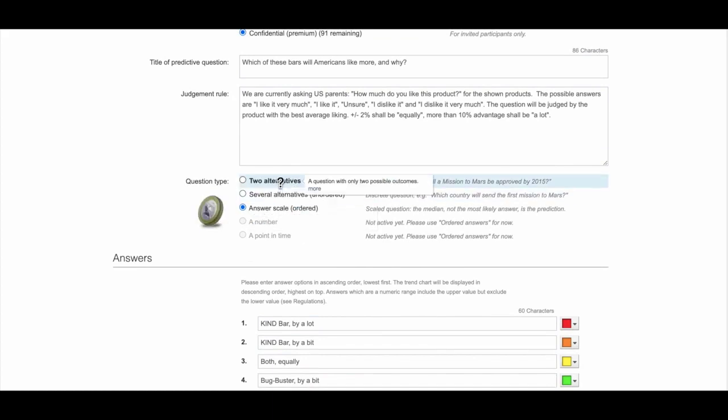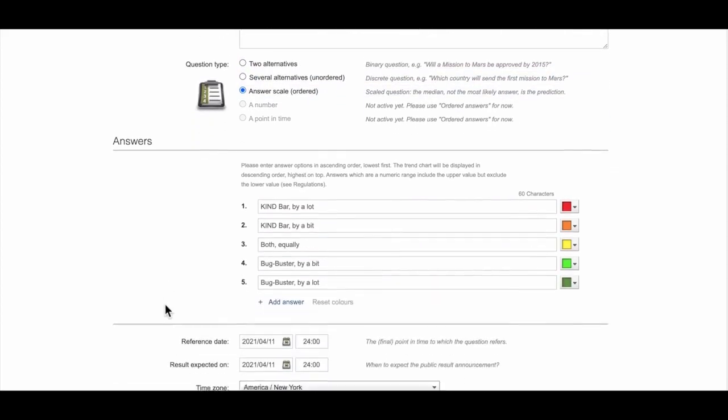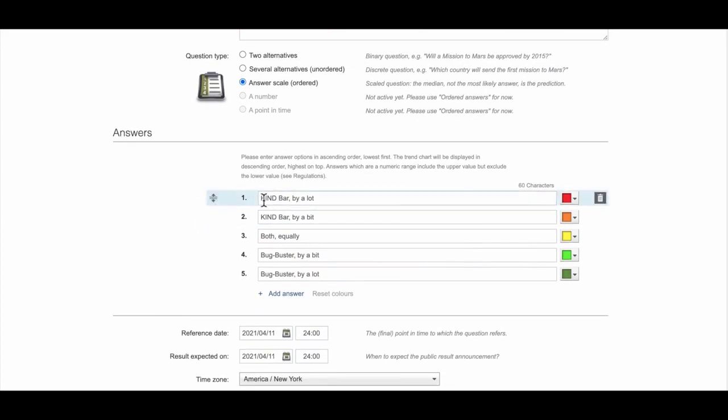Now normally I actually don't really like the traditional prediction market, which first generation systems did, which had a binary answer, yes, no, somebody's going to win or somebody else is going to win. I almost always use alternatives or the answer scale. Here I've designed an answer scale of that kind: bars will be liked more a lot, a bit, or both equally, and the same for Bugbuster.